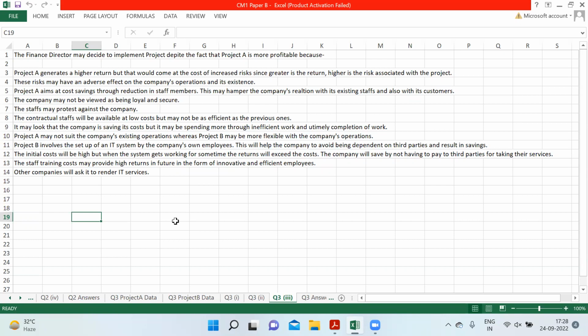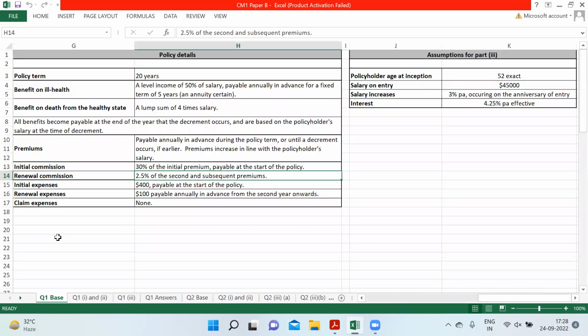So yes, this is the basic paper which had come for CM1 paper B. Overall, it was a good paper, but yes, question 2 was a bit lengthy. We had to do all the 3 conditions, but it had to be calculated once only, and then for the other you just had to do goal seek and solve it. Thank you.